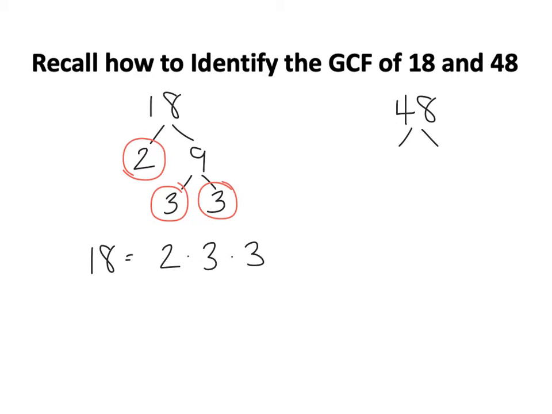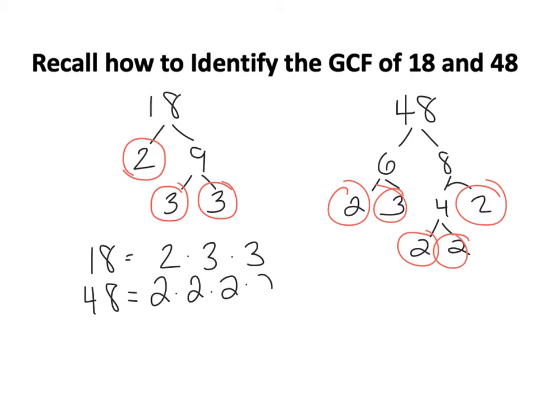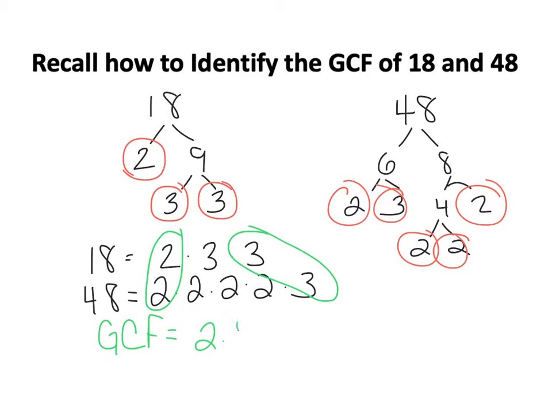Okay, for 48, I'm going to do 6 times 8. And 6 is equal to 2 times 3, and they're both prime. And 8 is equal to 4 times 2. 2 is prime, but 4 continues into 2 times 2. So 48 is equal to the product of four 2's and one 3. Now, if you look at what's in common, they both share a 2, and they share a 3. So the greatest common factor isn't 2, it's actually equal to 2 times 3. It's the product of what they share. So it's 6.